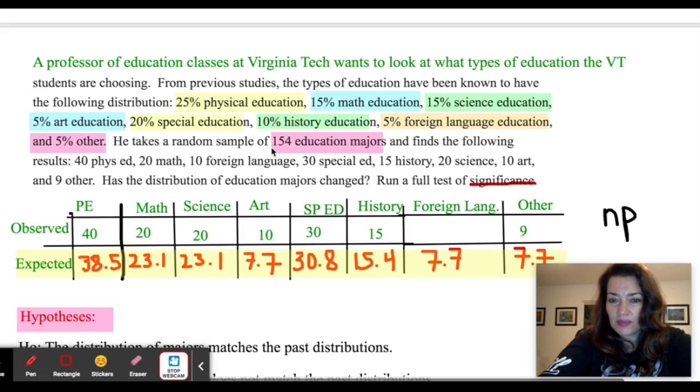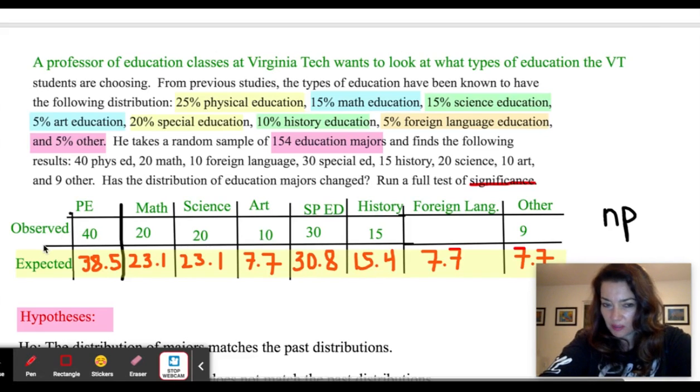It is a random sample of 154 education majors and finds the following results. So what is following right now is the list of the observed. So he observes that there are 40 physical ed majors, 20 math, 10 foreign language, 30 special ed, 15 history, 20 science, 10 art, and 9 other. All right, so what I made here was an observed list, and the observed list, as you can see, is whole numbers. So that is what we are observing.